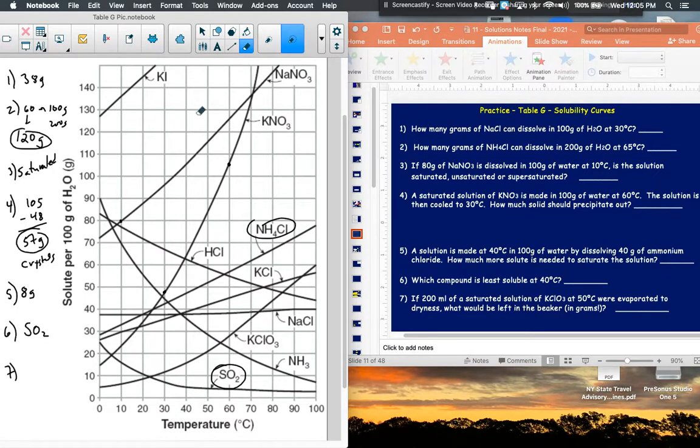Again, we'll erase. We'll go to 50 Celsius, to KClO3, and let's just see. Saturated solution means we've got to hit the line. So I'm hitting the line here at about, it's a little over 20, so I'm going to say 21. So that's 21 grams in 100. If it's in 200, then I must also double the 21. So 42 grams of KClO3 would remain.